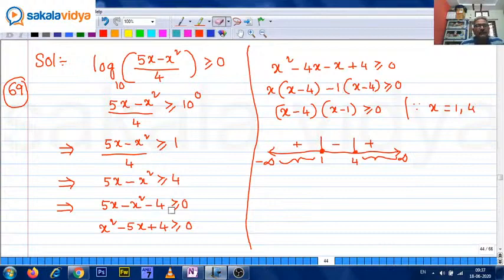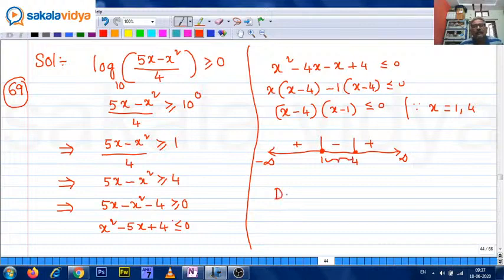Here onwards we made a mistake. This is less than or equal to 0. That means here the solution lies between 1 to 4, where 1 and 4 are included. The domain of the function f is closed 1 comma 4.